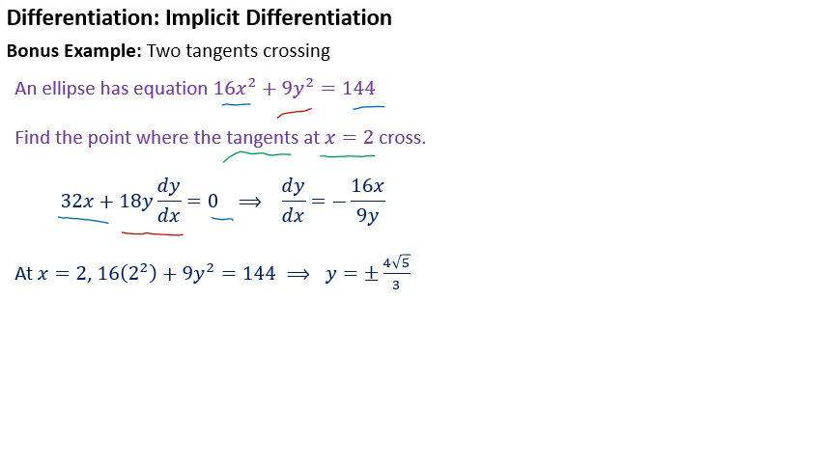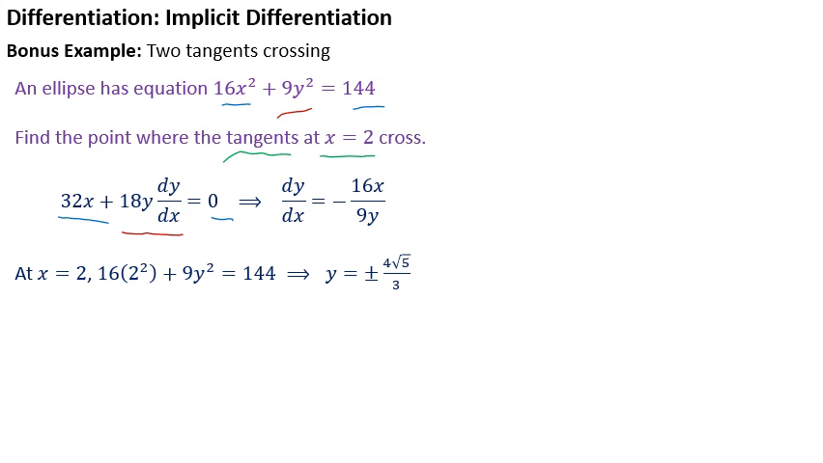You might want to try visualizing an ellipse. Just imagine drawing yourself a stretched circle and thinking about what happens when x equals 2. It's quite plausible that there'll be two places on that ellipse, one above the x-axis and one below, where the line x equals 2 crosses the ellipse. So there are two places on the ellipse with an x-coordinate of 2, and their y-coordinates apparently are 4 root 5 over 3 and negative 4 root 5 over 3.